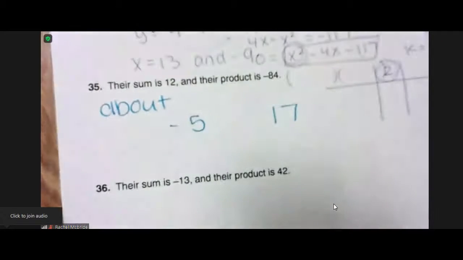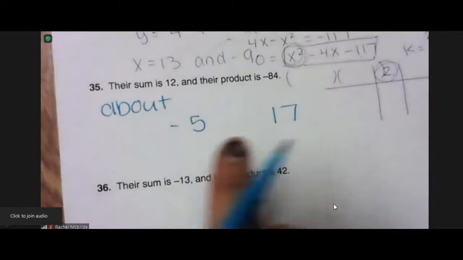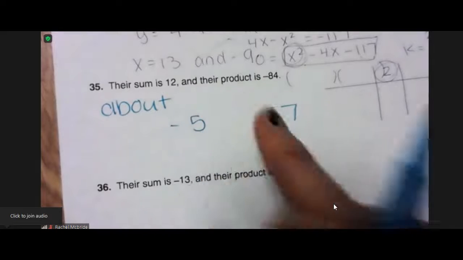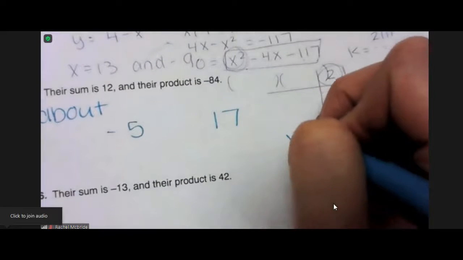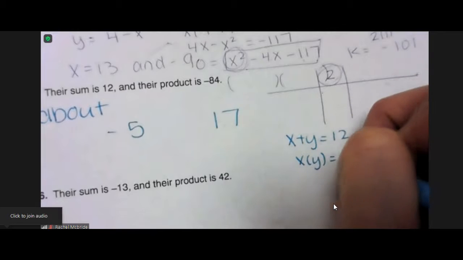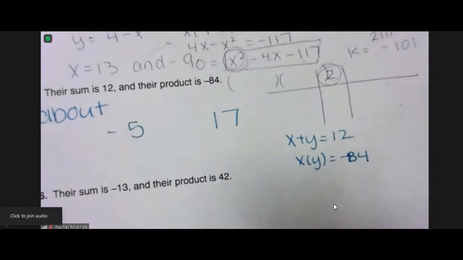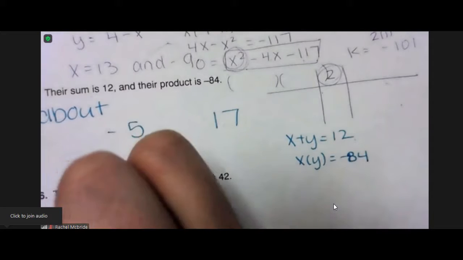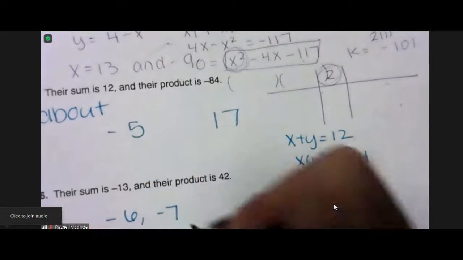So this one isn't about, it's going to be a table, and in the middle, it doesn't factor nicely when you do x plus y equals 12 and x times y equals negative 84. And then here you should get negative 6 and negative 7.